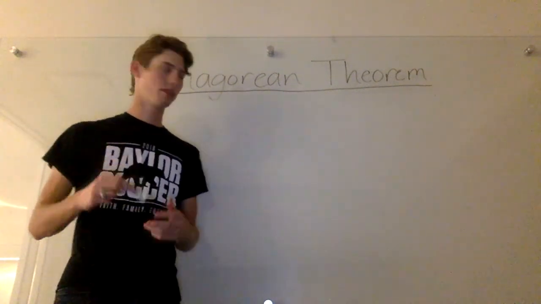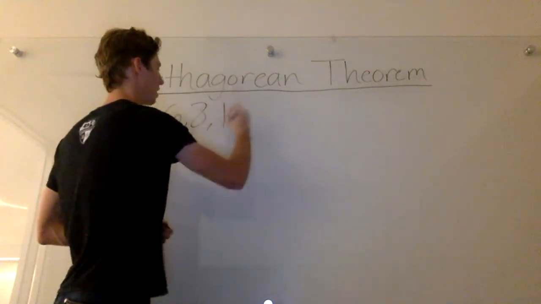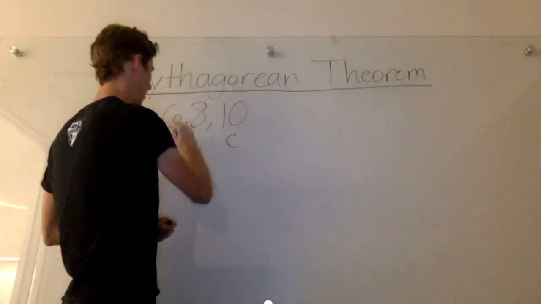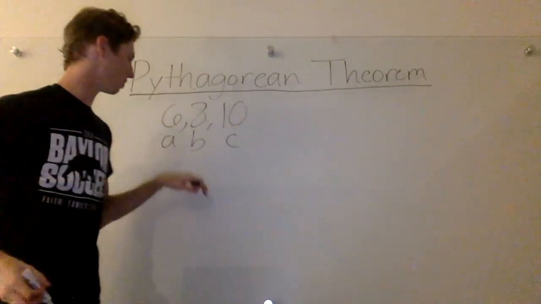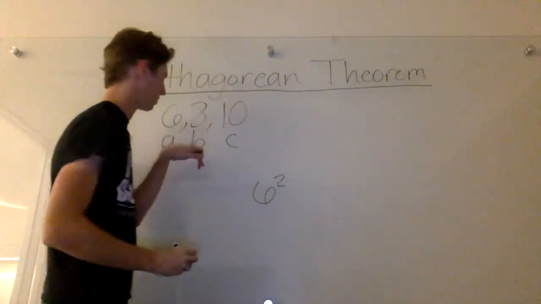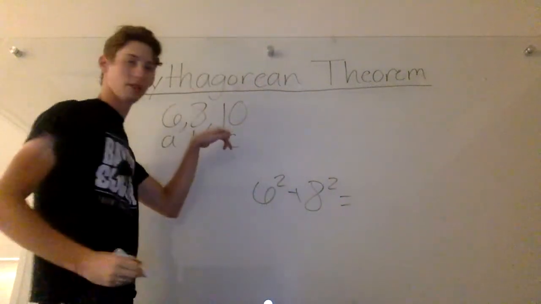All right, we'll do one more example just to try this out a little more. We've got 6, 8, and 10. 10 is obviously our biggest side length, so we'll call that C. And again, we'll do A and B for the other 2, just like that. A squared would be 6 squared. B squared would be 8 squared equals 10 squared.